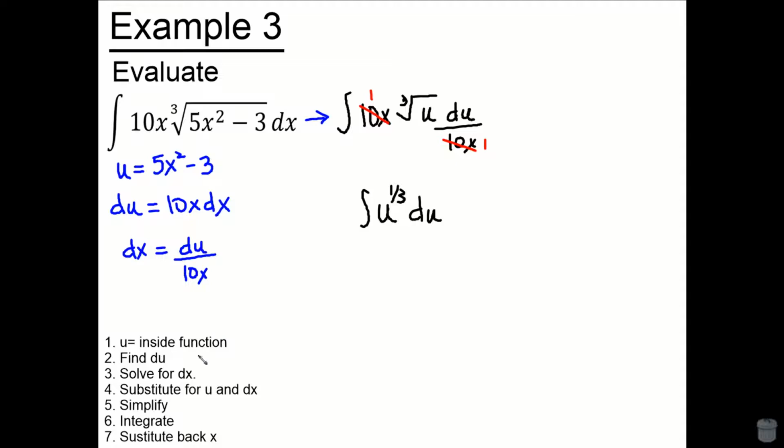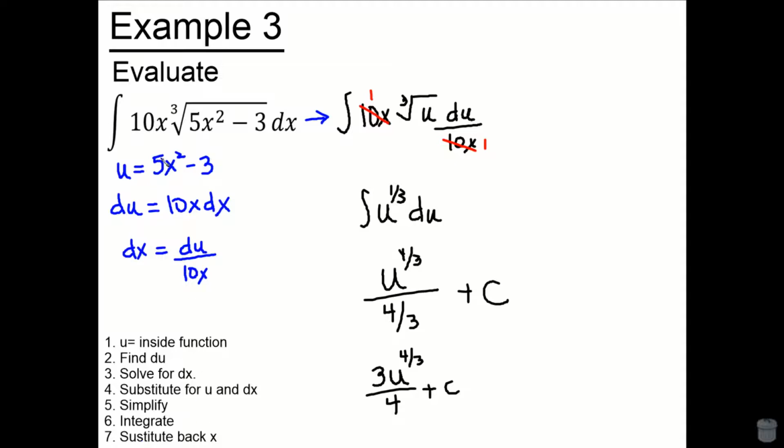So from here, I'm just going to integrate, add 1: u to the 4/3 over 4/3 plus our constant. Again, a reminder, when we integrate, we no longer have our integral sign. If I have a fraction within a fraction, the very bottom denominator is going to go over to the numerator. So this is going to end up being 3u to the power of 4/3 all over 4 plus our constant.